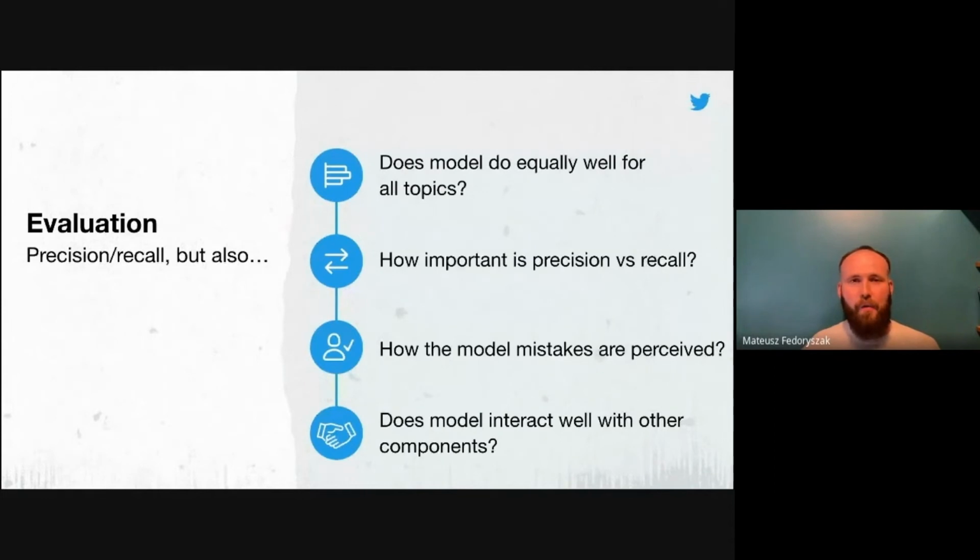Then, how are the model's mistakes perceived? For example, is it something not super important, like labeling a tweet about dogs with the label cats? Or is it something that will be perceived as a very bad mistake and maybe even offensive, like labeling a very tragic tweet with a funny topic? And the last thing is, how does our model interplay with other components? It's not only engineering stuff, but also things like how well does the model do on the type of tweets that are proposed by our recommender system? Are our biases aligned so that we perform well on these tweets that are recommended often? So these are all product type of questions we need to answer during our evaluation phase.